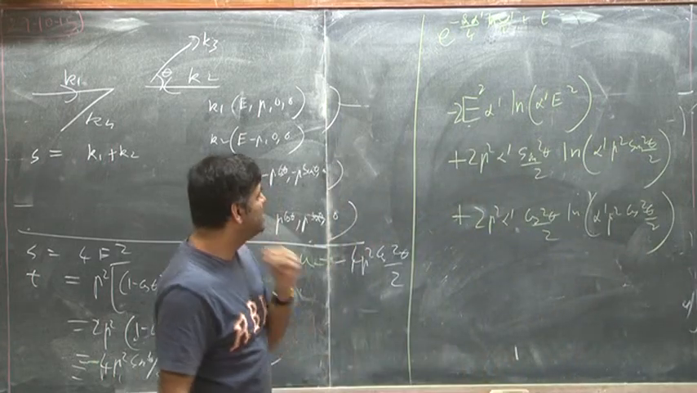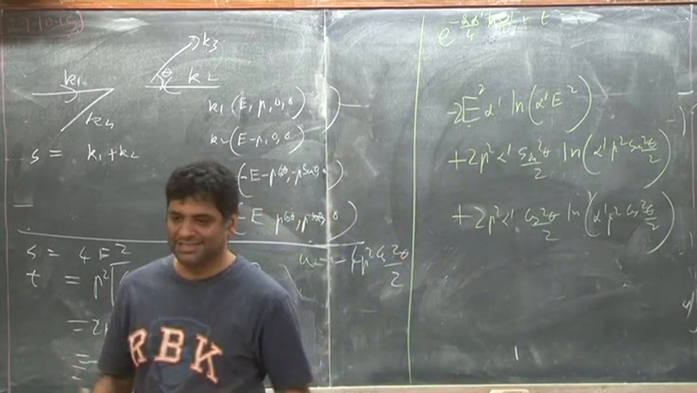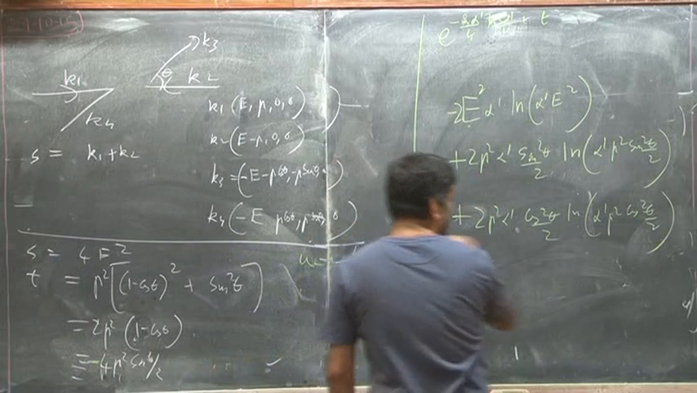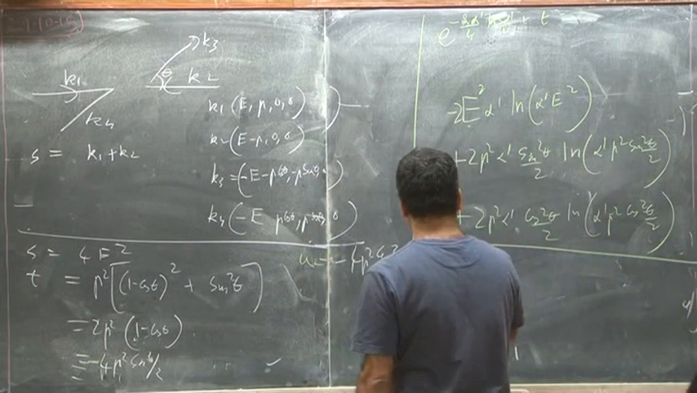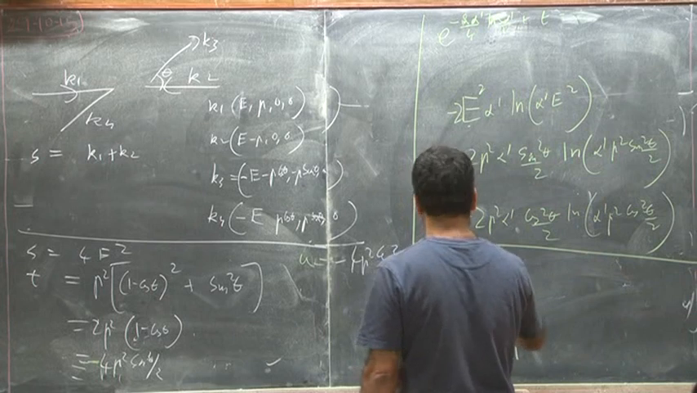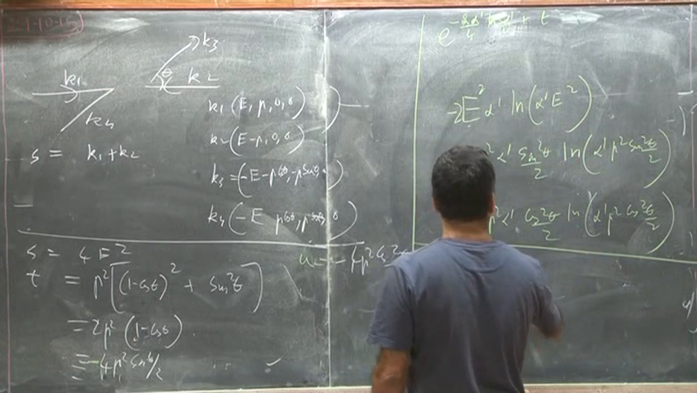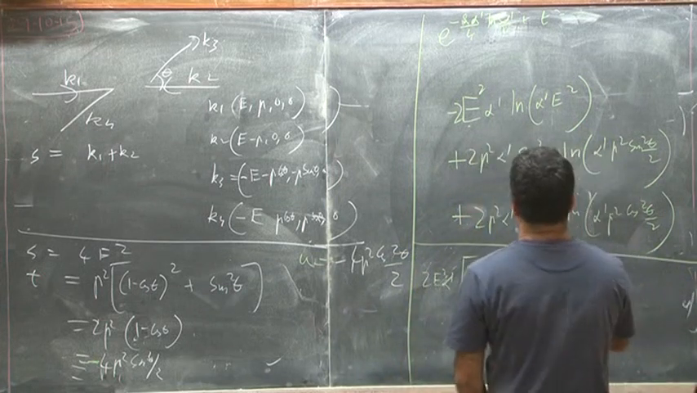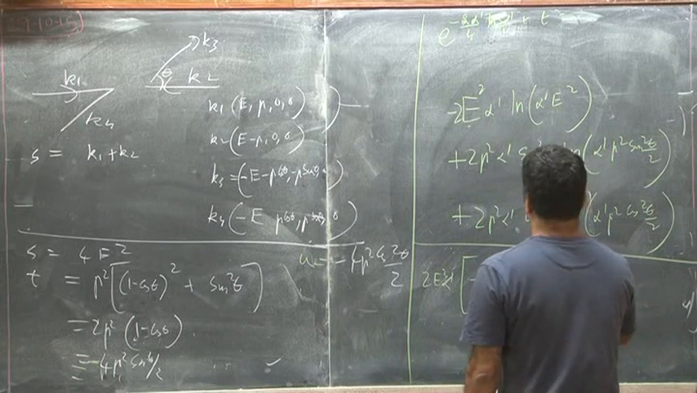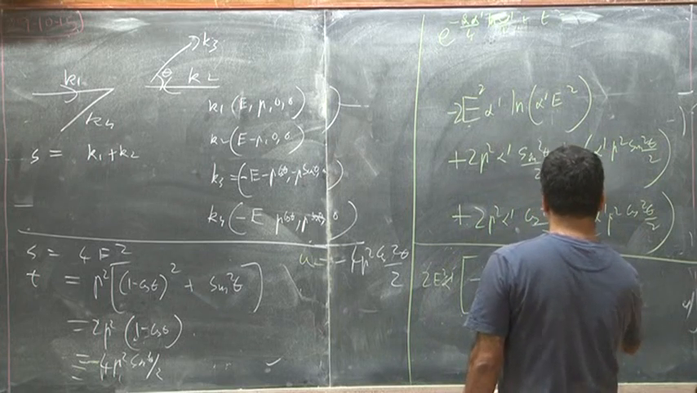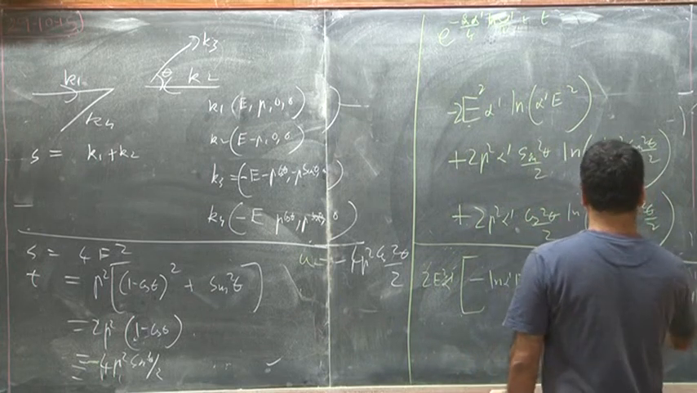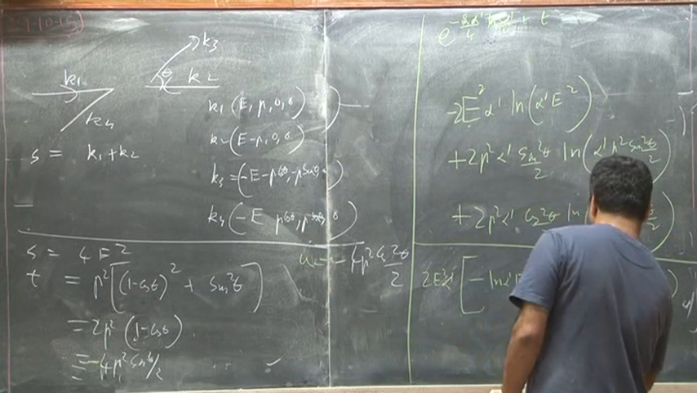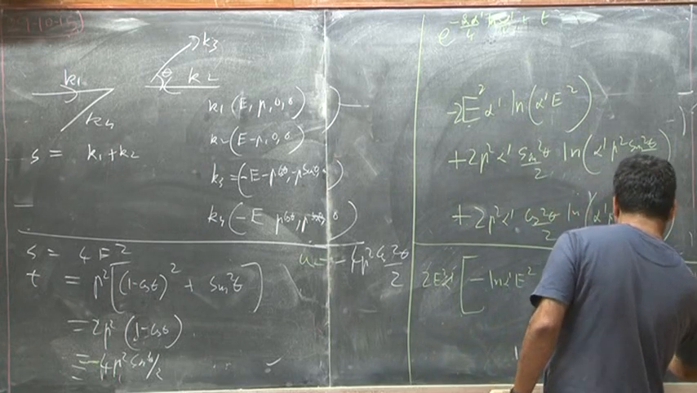Now, in the very high energy limit, E squared and P squared are approximately the same. So, in the very high energy limit, we can rewrite this as 2E squared alpha prime into minus log alpha prime E squared plus sine squared theta by 2 log alpha prime p squared sine squared theta by 2 plus cos squared theta by 2 log alpha prime p squared cos squared theta by 2.